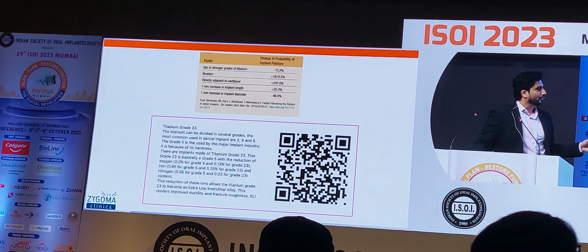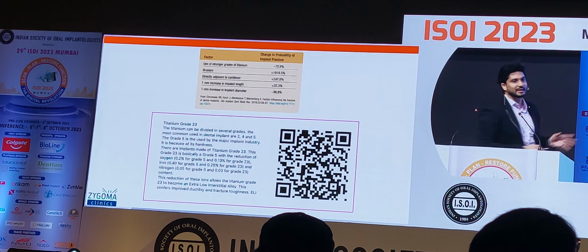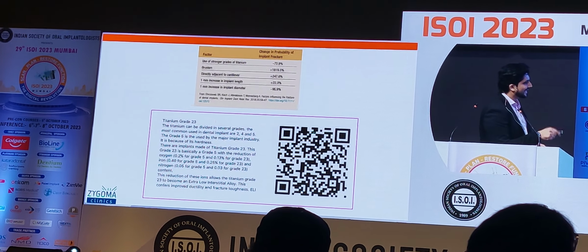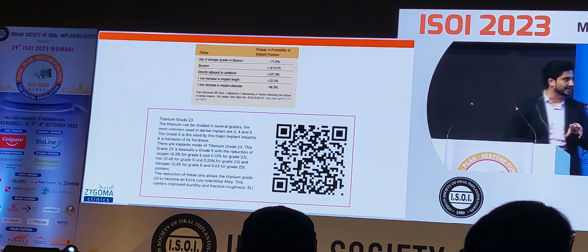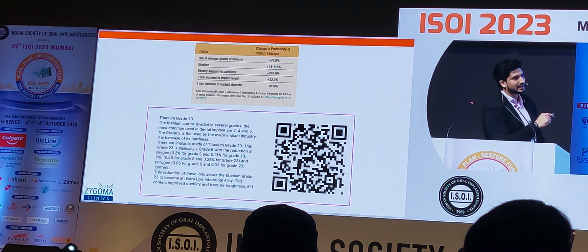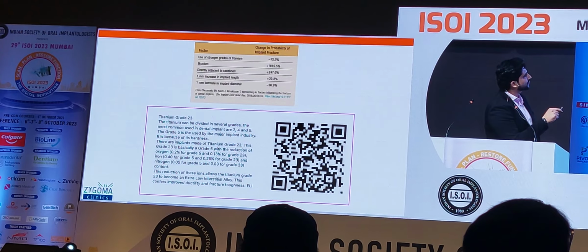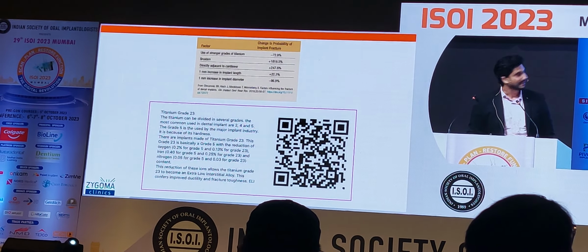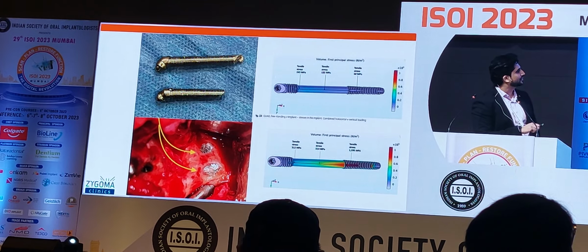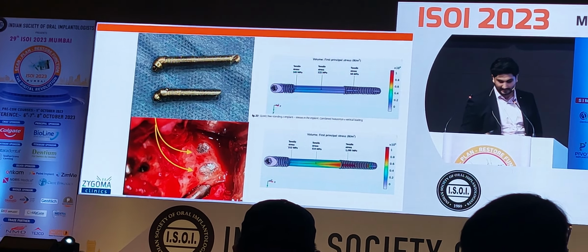Another important point, that use an implant which is made up of grade 23 titanium. You can scan the code and understand the difference between grade 4, grade 5, grade 23. And you see in Carl Misch it is written, use of stronger grade of titanium reduces the fracture by 72%. and you will not end up in situations like this where your zygomas have fractured.